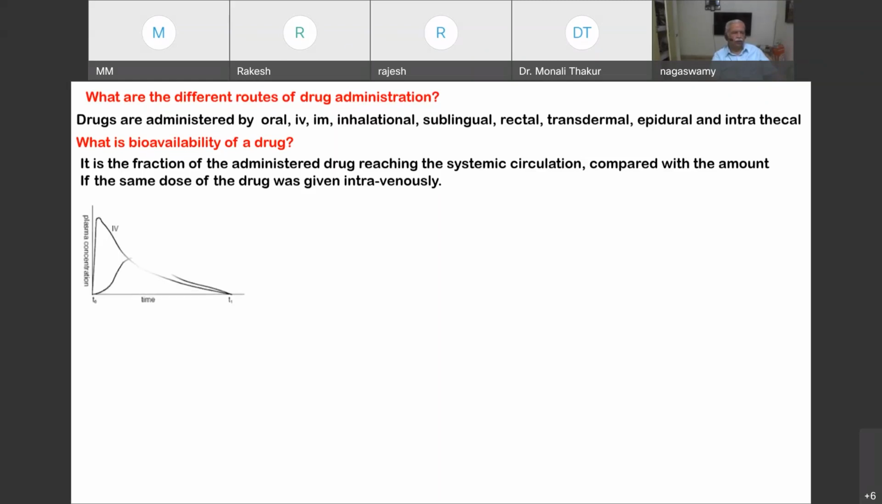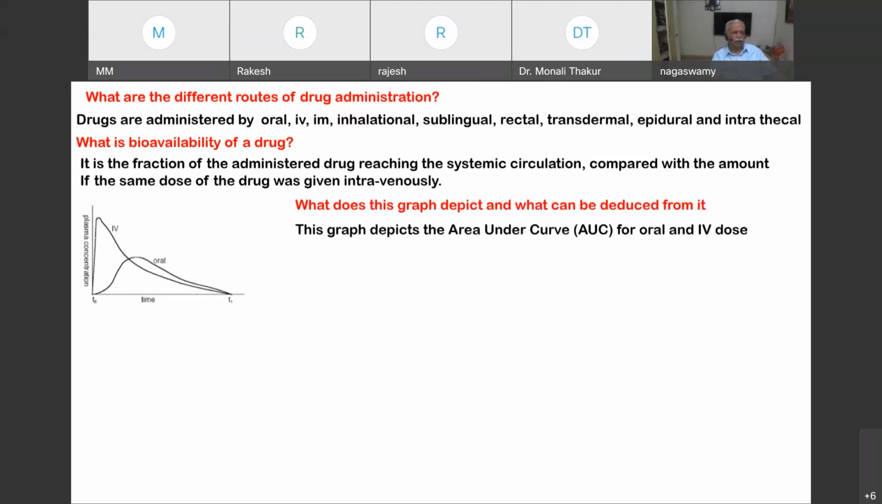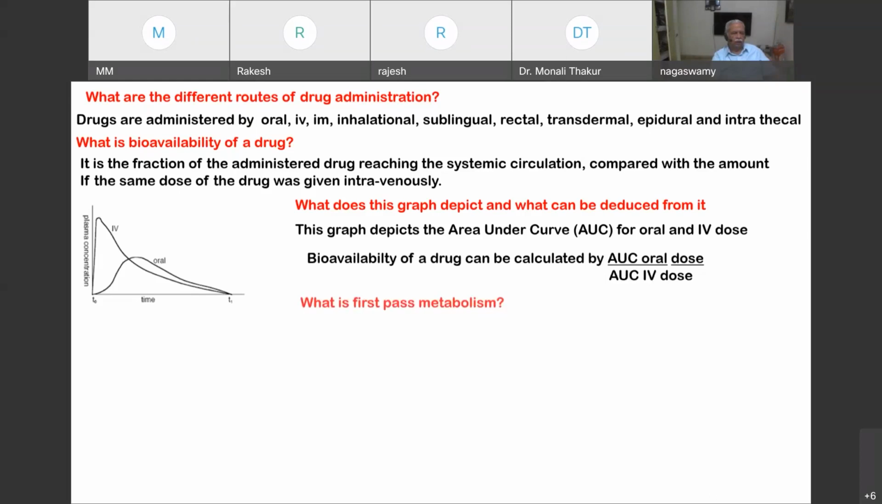Okay, so that can be calculated by using this graph. What does this graph depict? It depicts the bioavailability by calculating the area under the curve for both oral and IV doses. So the bioavailability of a drug can be calculated using the formula: area under the curve for the oral dose divided by the area under the curve for the IV dose. What is first pass metabolism?